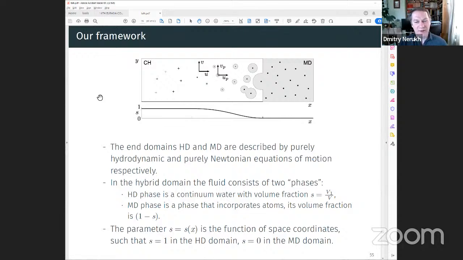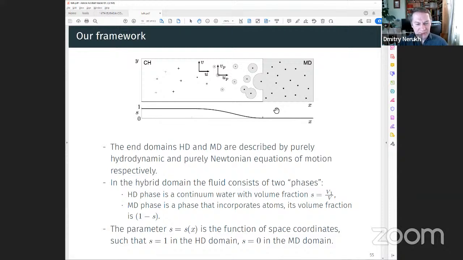So what we have in our system is a part described using atomistic molecular dynamics, where we have all the atoms explicitly represented as in usual molecular dynamics. And then we have another part of the system with continuous hydrodynamic representation. There are no atoms there, only fields which represent our solution. And we have a phase, a region in space where these two representations are joined together.